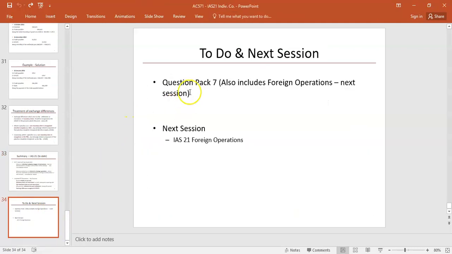So for now, I want you to go back and look at question pack 7. There's a number of different questions focused on individual transactions. Some of them are quite tricky, so make sure you practice trade receivables and trade payables, and watch for those questions that have come up in past exams where some of it has been settled before the year end and some of it is settled afterwards. They're a bit of a step up from the examples we've looked at now. So that was the first part of IAS 21, looking at foreign currency transactions.